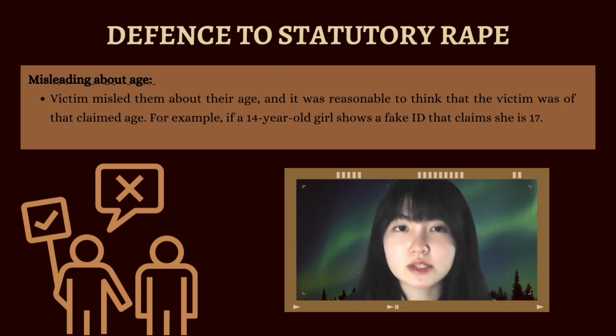For a defense of statutory rape, the defendants must prove that the victim misled them about her age, and it was reasonable to think that the victim was of that claimed age. For example, if a 14-year-old girl shows a fake ID that claims she is 20.